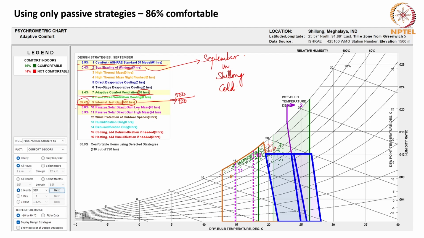Then using passive solar direct gain low mass will have 43 hours being shifted from uncomfortable to comfortable hours, whereas passive direct gain high mass will shift 3.3% or 24 hours from uncomfortable to comfortable. So these are the passive strategies accounting for 86% of time to become comfortable.